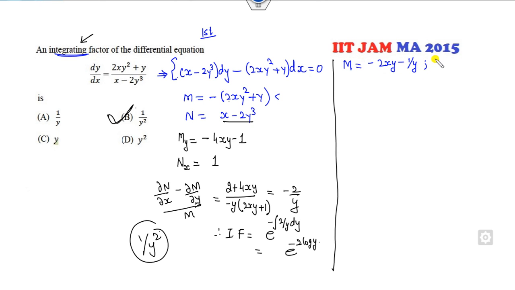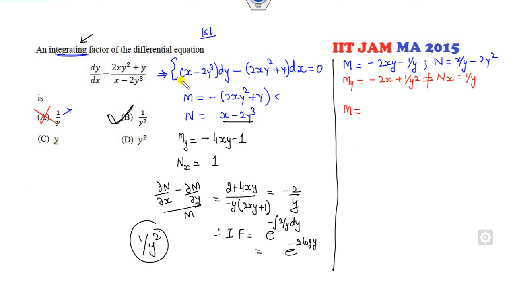And your N will be, if I multiply this equation by 1 over y, first option, it is my x over y minus 2y square. Now check whether this is exact or not. The partial derivative of M with respect to y is minus 2x plus 1 over y square. The partial derivative of N with respect to x is 1 over y. Both are not equal, so this option is cancelled out.